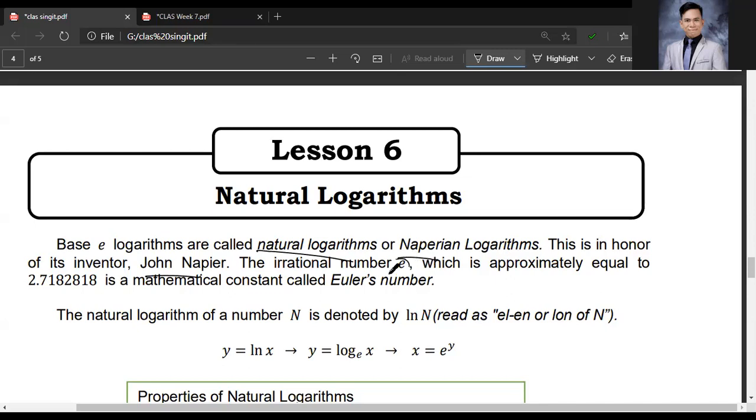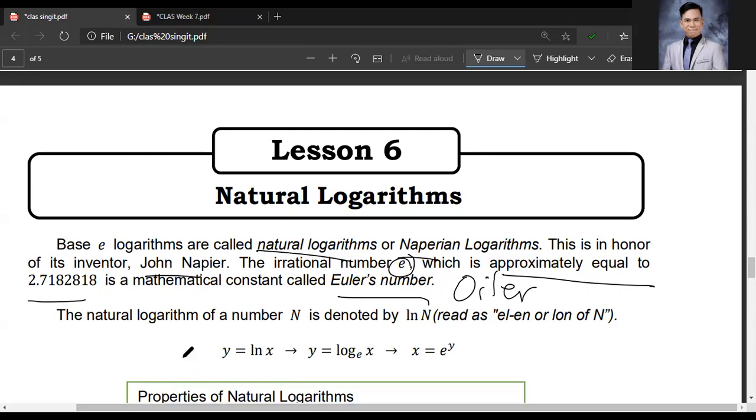Ginagamit yung base e kasi ang base e is Euler's number. Di ko rin alam kung bakit Euler's. Euler nga basa ko dyan dati. Euler pala. Euler's number. It is approximately equal to 2.7182818. So katulad ng pi, irrational din siya. So yan, letter e. May value ang e, 2.7182818. Or pwede ring 4 decimal places lang.